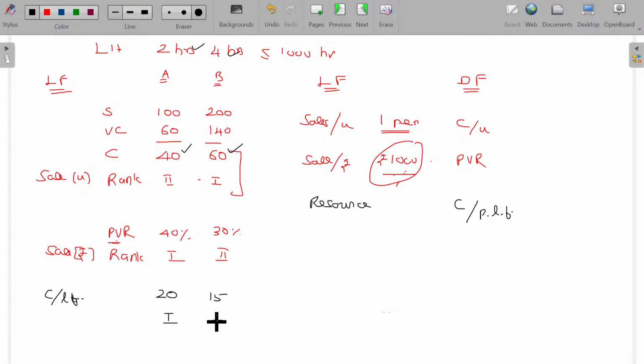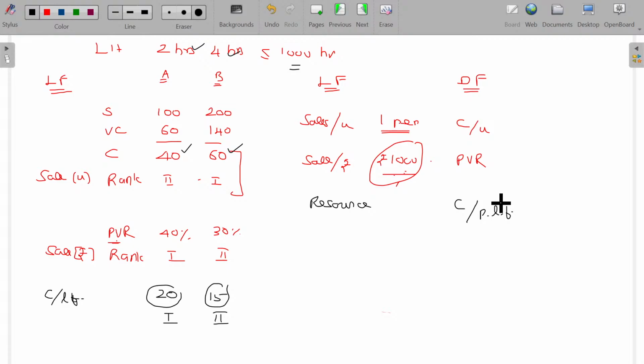This will be the top rank. This is the second top rank. So as you have 1,000 hours, for every hour you will be getting 20. In case of selling A, 1,000 into 20, 20,000 rupees. In case you sell B, 15 rupees into 1,000, 15,000 rupees you will be getting. So the lengthy calculation is shortened this way. Contribution per limiting factor is the shortest way to get the decision easily.